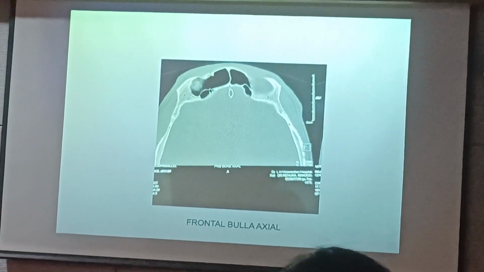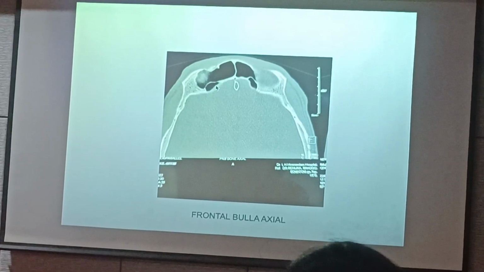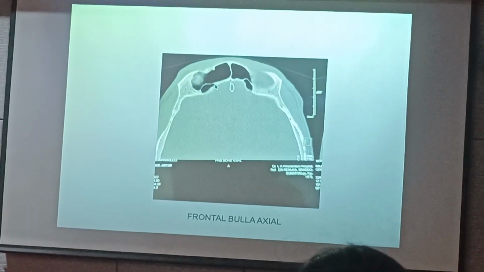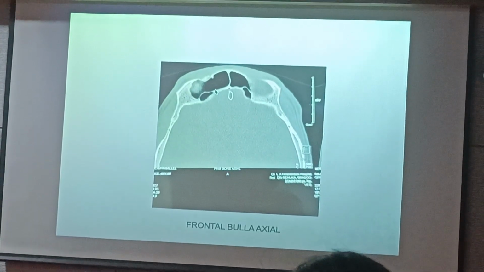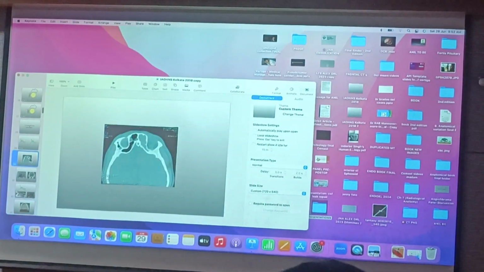This is what a frontal bulla cell is. So you see, it's different from the supraorbital cell. This is lying within the frontal sinus. Can you see that? I'll show you that again so you can understand the difference between a frontal bulla cell and the supraorbital cell.